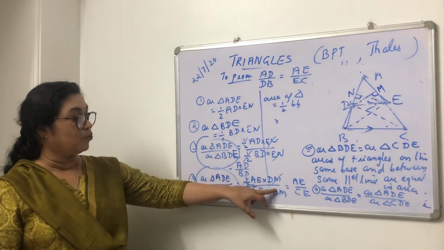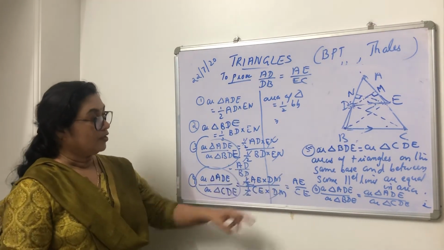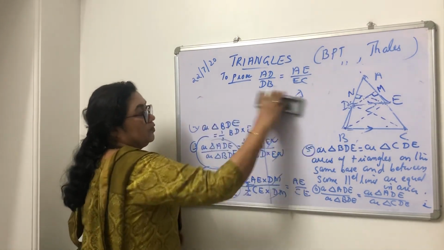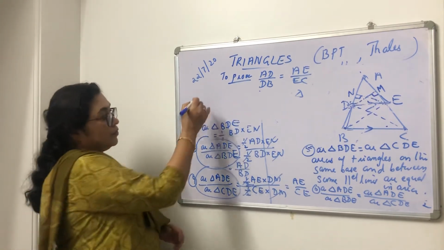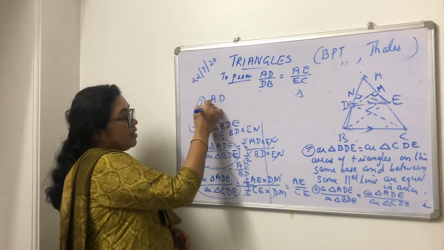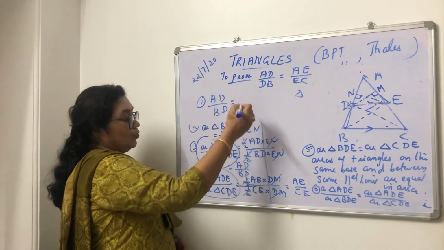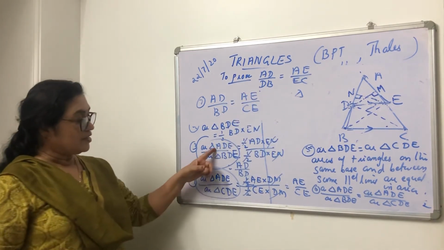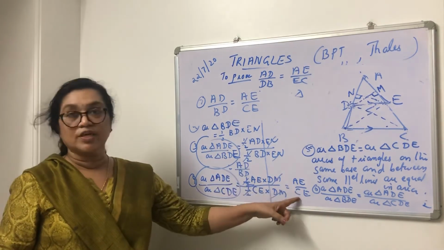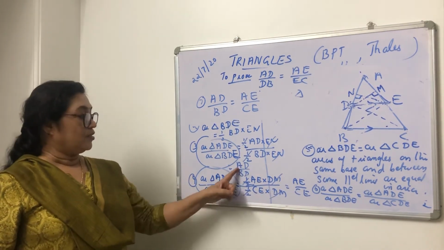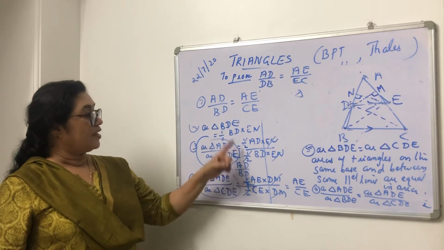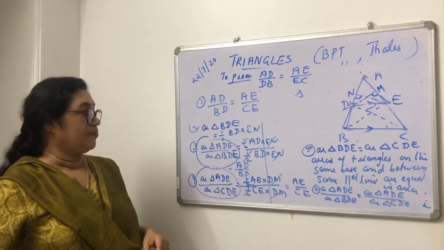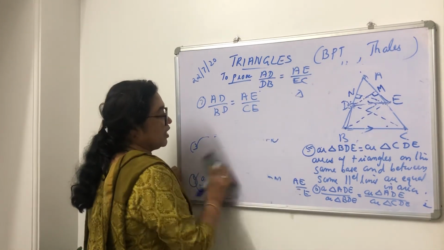Therefore, what have you proved? You have proved AD by BD is equal to AE by CE. Since these two sides are equal, these two sides are also equal. Therefore this AD by BD is equal to AE by EC. So this is our basic proportionality theorem.